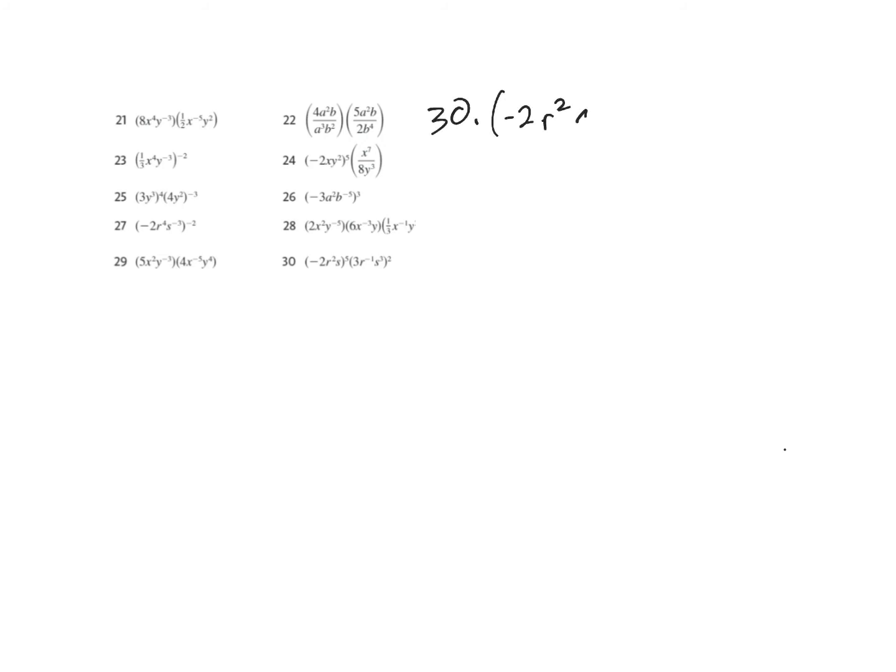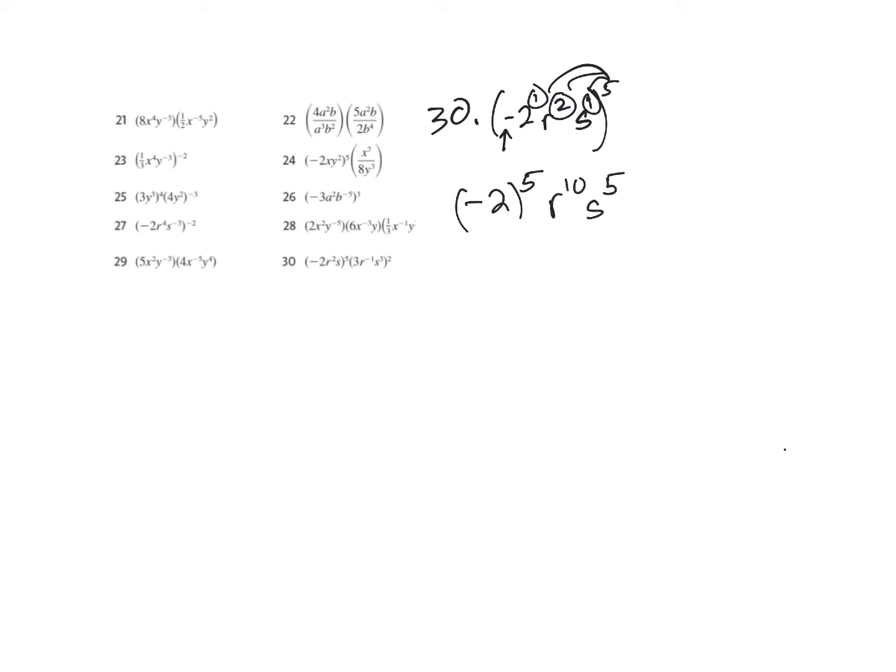Negative 2r squared s, and raise that whole thing to the 5th. So let's go ahead and just simplify this before we do the next one. Again, you have exponents. The negative 2 has a 1 on it, the s has a 1 for an exponent, so distribute the 5 through. But before you do, remember that the negative's on the inside of the parentheses. So raise that to the odd power, that remains negative. So you have a negative 2 raised to the 5th power, r to the 10th, and s to the 5th.